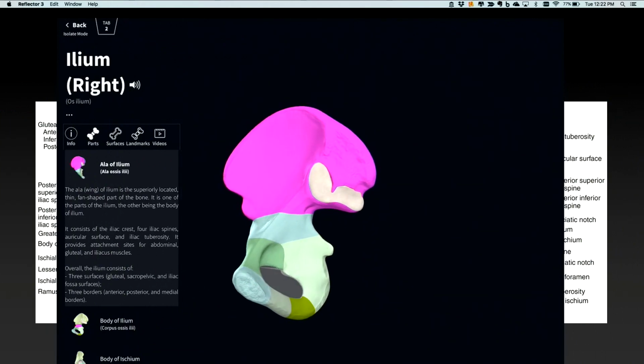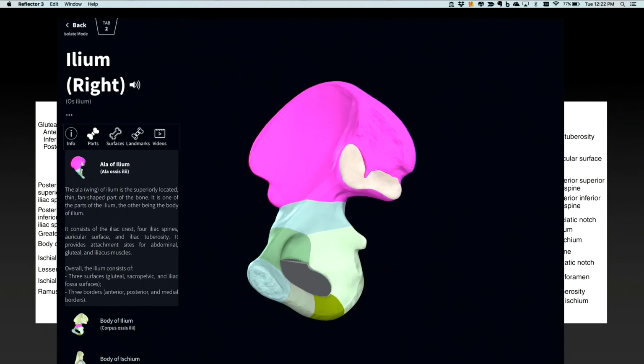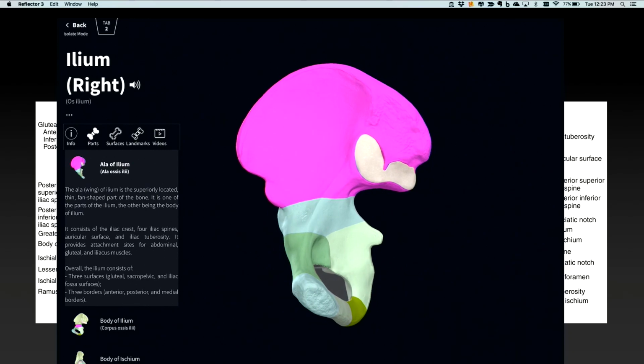So one hip bone, looking here at some of the major parts, and one of the most easily distinctive surfaces is the ala, or the wing of the ilium. And that's this highlighted area here. This whole feature is the wing, or the ala of the ilium.